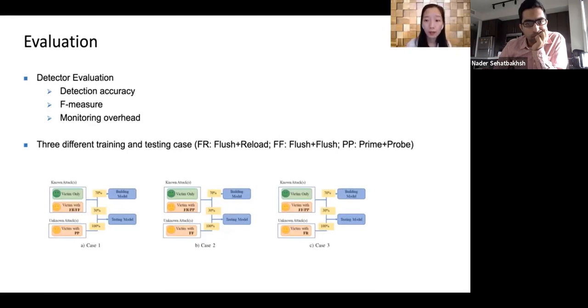And there are 3 testing scenarios in this work. We have 3 attacks each time. In each case, 2 of them are used as known attacks, which means they are in the training data sets. And the remaining one, the unknown one, does not exist in the training data set.